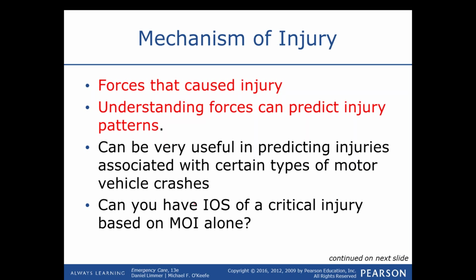Two of the terms that you see here, we see a term that's IOS, which stands for Index of Suspicion, which means, do you have a suspicion of a critical injury? And then MOI is how we label mechanism of injury.